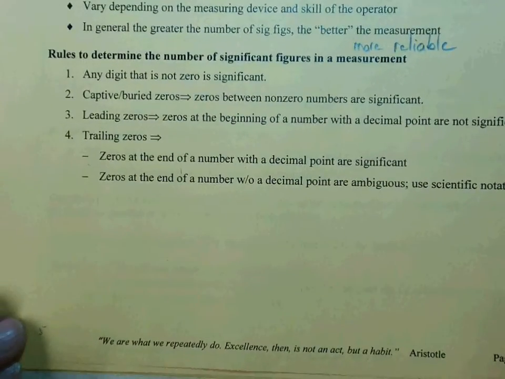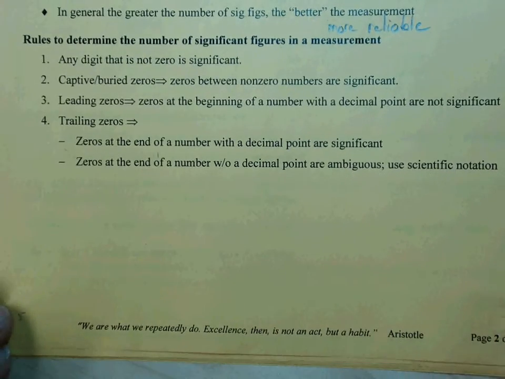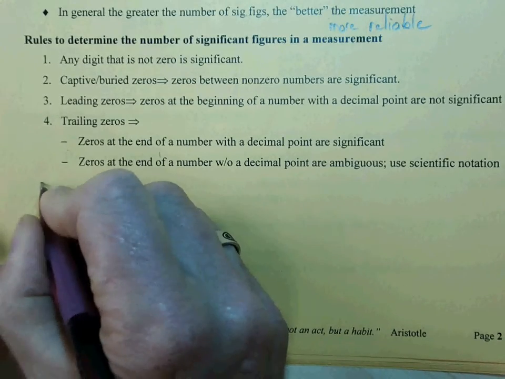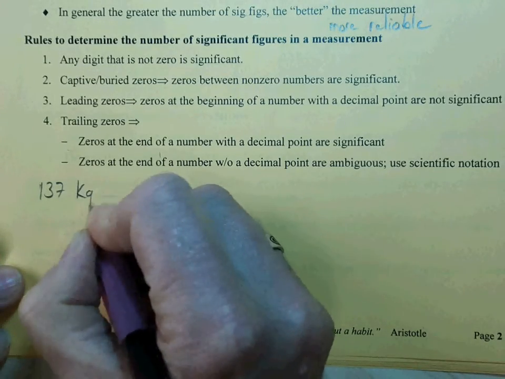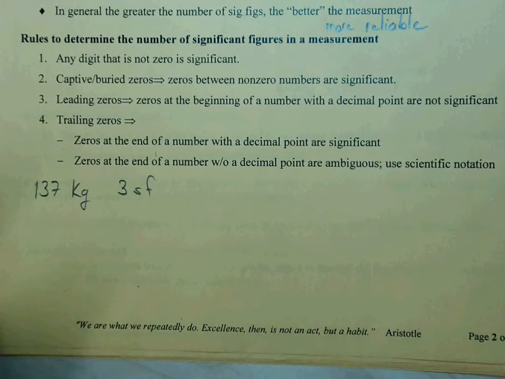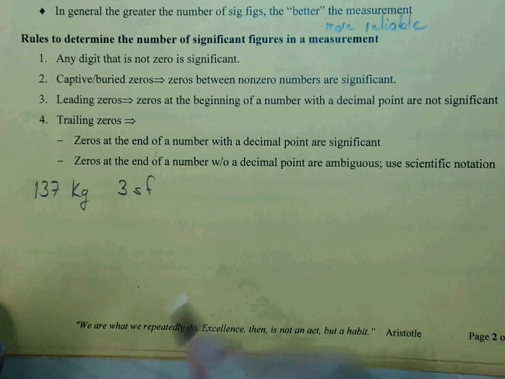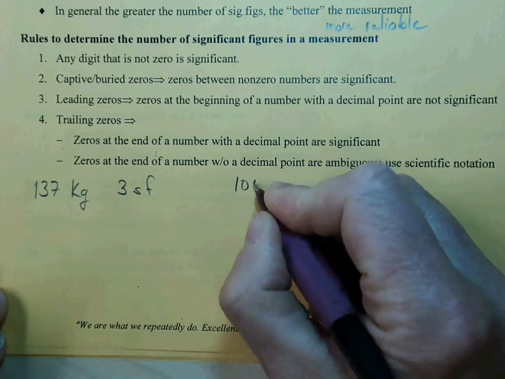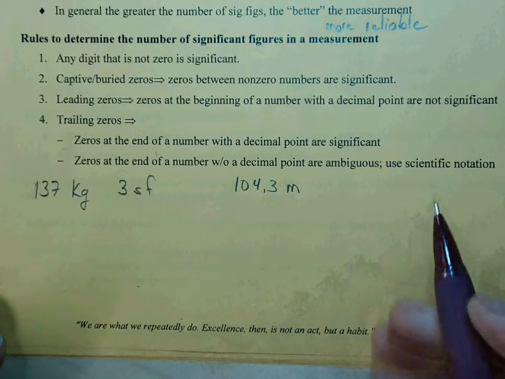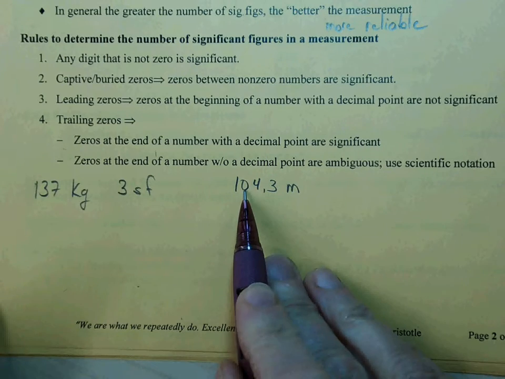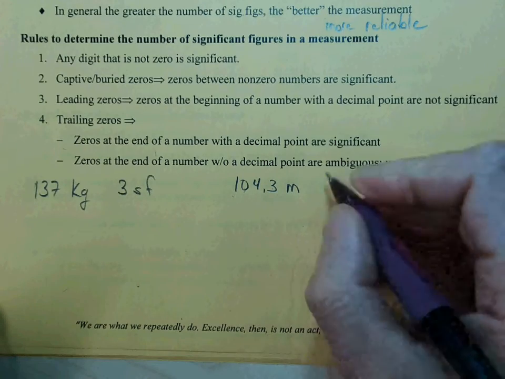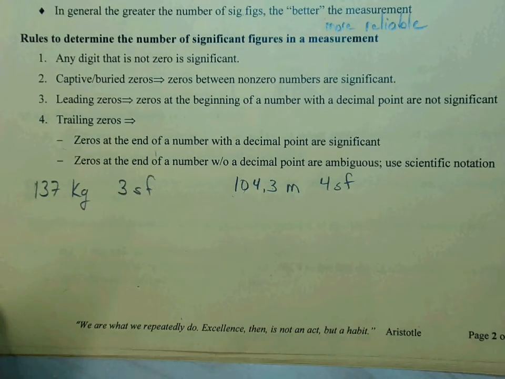To determine the number of sig figs in a measured number, we apply the following four rules. For example, 137 kilograms contains 3 sig figs, because each of the numbers 1 to 9 counts as significant. If we had 104.3 meters long, this 0 is a captive 0, so it would count as significant. So we'd have 1, 2, 3, 4 significant figures.